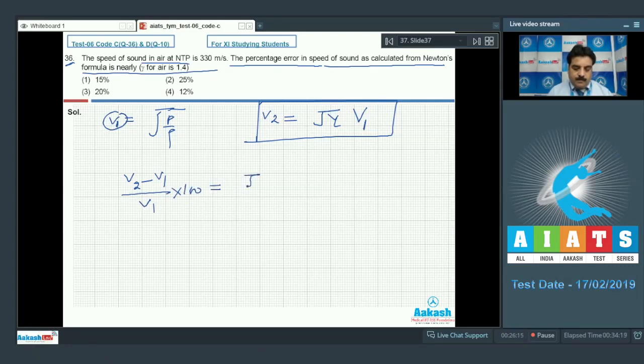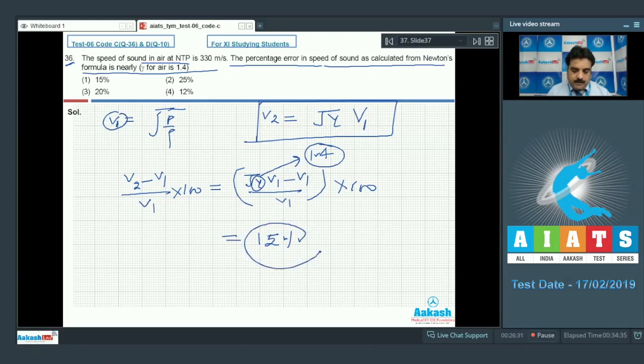So we'll put the value of root gamma times V1 minus V1, divided by V1, into 100. V1 we will cancel out, and you know the value of gamma is 1.4. When you place the value after calculation, we'll get 15%. So my option number 1 will be the right choice. Let's move on to question number 37.